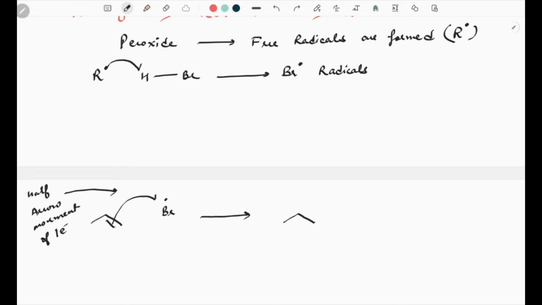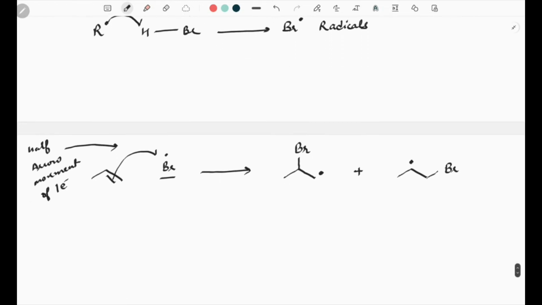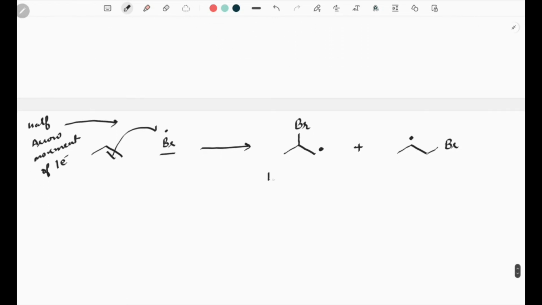Now, this alkene quickly attacks the bromine radical. As a result, again two possibilities arise. If bromine radical attaches to the secondary carbon, then a primary radical is formed. If the bromine atom attaches to the primary carbon, then a secondary radical is formed. Now, this primary radical is less stable and this secondary radical is more stable.